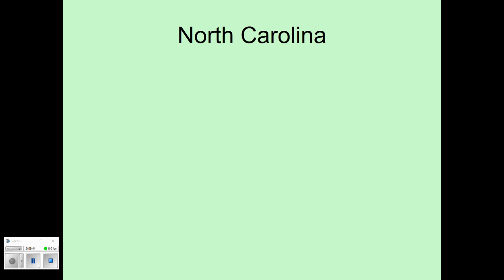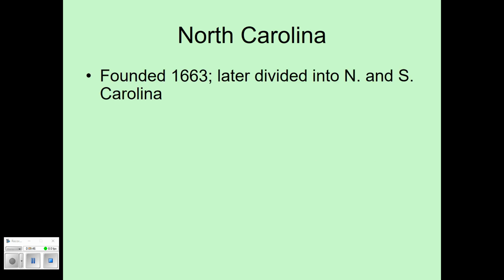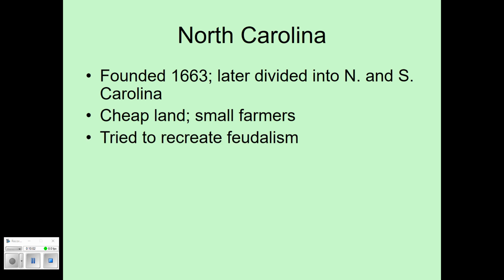Now, a little bit on North Carolina. It was founded in 1663 and only later divided into North and South Carolina, South Carolina becoming a colony in 1670. The land in the north was cheap. It was dominated by small farmers. And oddly enough, the constitutions of North Carolina were originally written as an attempt to recreate feudalism, which is a whole system that's way out of its time here. And that never really happened.